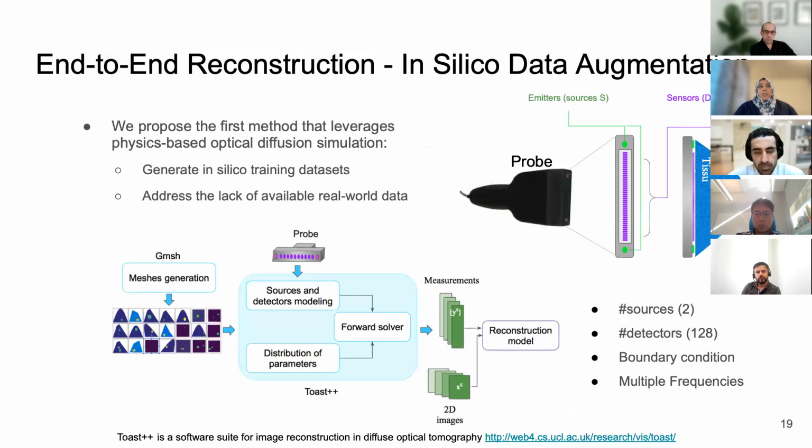To do this, we generated basically a set of meshes, where we define different lesions in terms of different number, different size, and different penetration. And we fed this to a diffuse optical tomographic software, where we assign different optical properties, and we mimic the probe design in terms of different number of sources, detectors, boundary conditions, and frequency used. We run the forward solver to collect the measurements via this ground truth data, and we use these pairs for training.